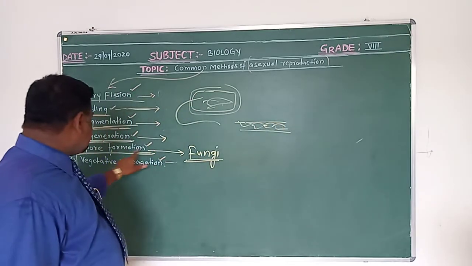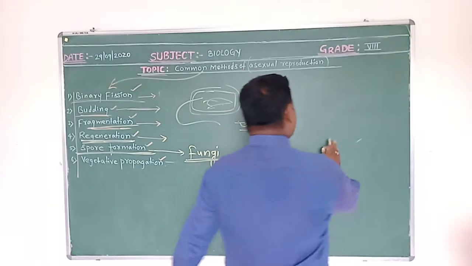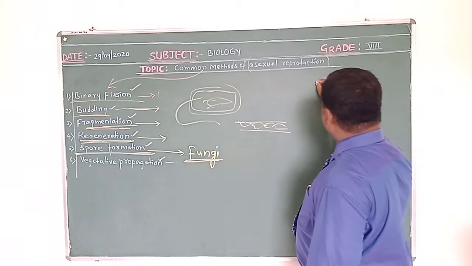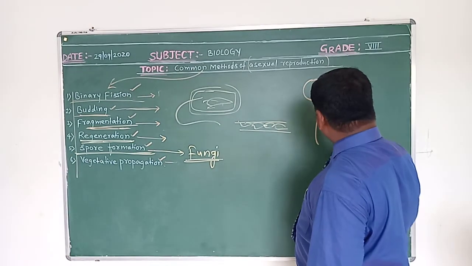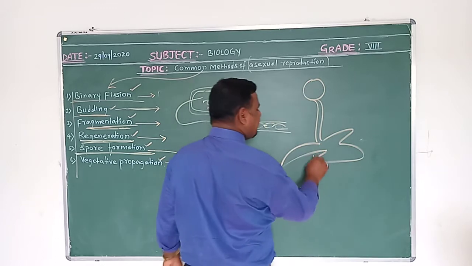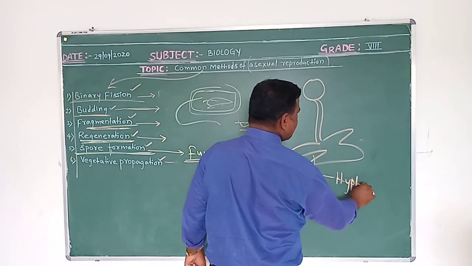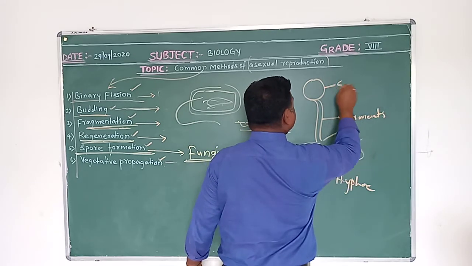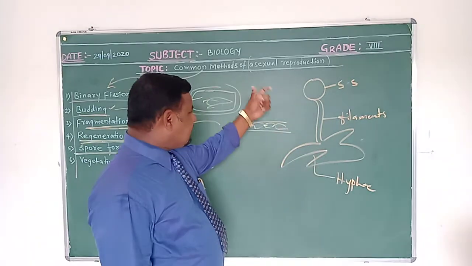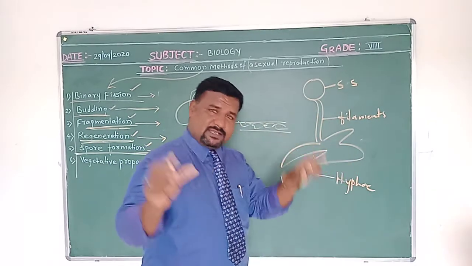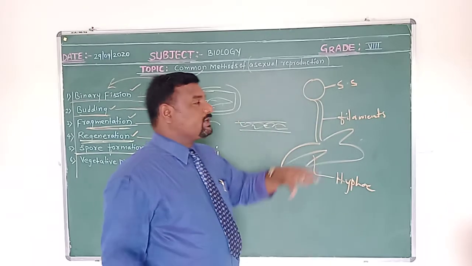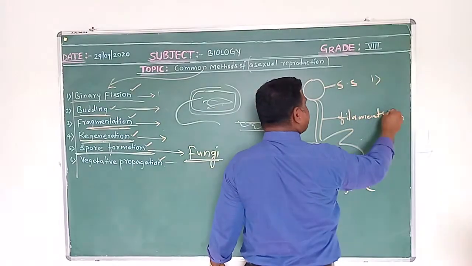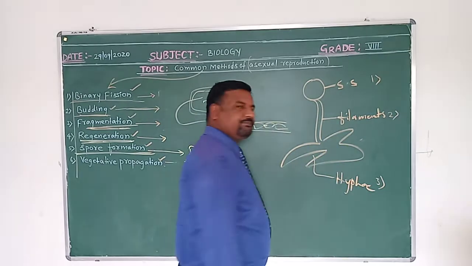When multicellular fungi are observed under a microscope, the body of the fungus is well differentiated into mainly three parts. One is the spore sac, another is the filament, and at the bottom it has hyphae. These are hyphae, these are filaments, and this is the spore sac. So the body of a multicellular fungus is differentiated into three main parts: spore sac, filament, and hyphae.